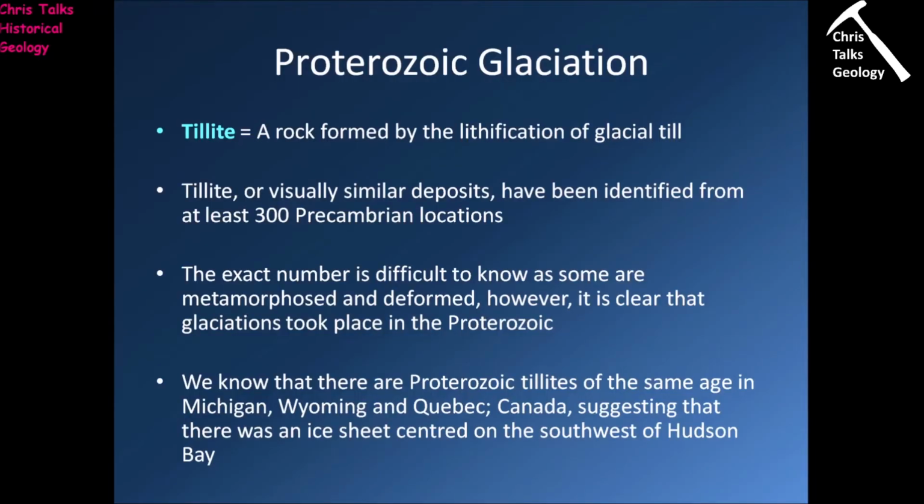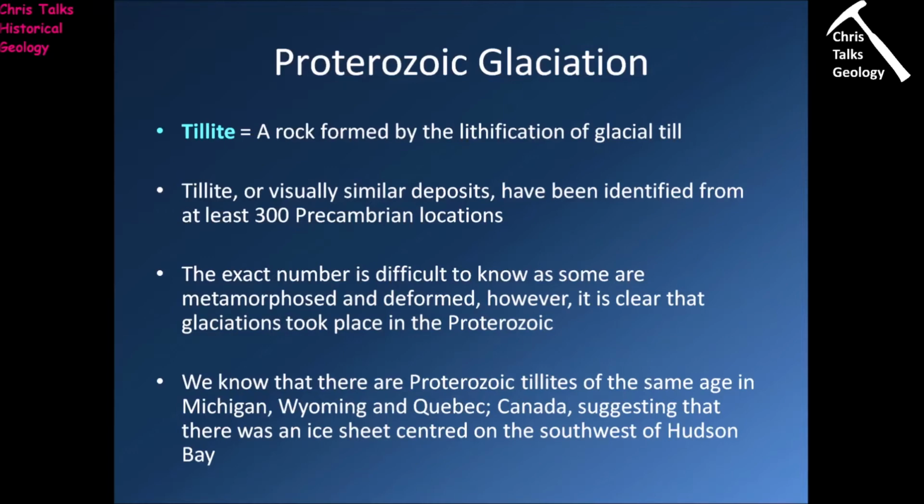So if you remember, one of the changes that we can see in the rock record as we transition from the Archean into the Proterozoic is the appearance of rocks related to glacial processes. If you remember all the way back to the sedimentary rock lectures, there is a very specific type of sediment which is deposited by a glacier, and that sediment is called a glacial till.